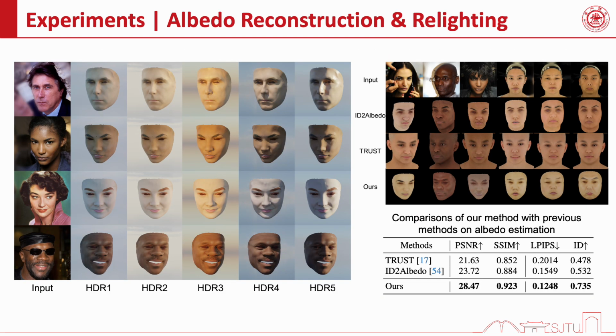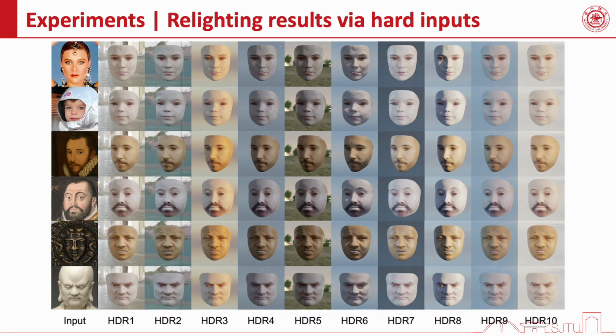We also visualize some relighting results of our method. Given the ethnicity-diverse template library, our method is capable of reconstructing a wide range of races, producing relighting results at superior quality. Here are more relighting results via hard inputs.